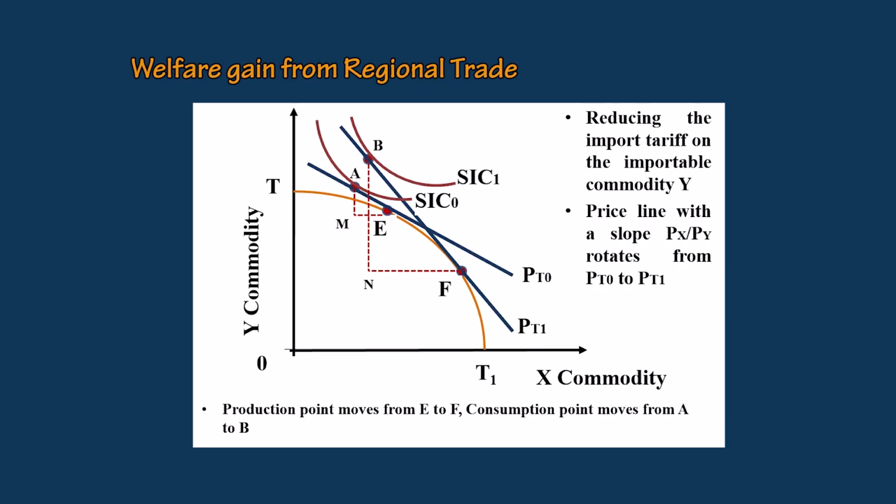And you are moving from a lower SIC, social indifference curve, indicating a particular level of utility, to a higher SIC. That means now your utility level in the society as a whole becomes more than before. In this way, you can explain how you can gain from the formation of a trading bloc. Okay. Now, coming to another explanation with the help of the trade offer curve.